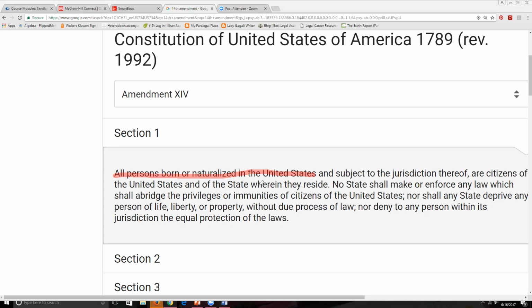All persons born or naturalized in the United States and subject to the jurisdiction thereof are citizens of the United States and of the state wherein they reside. Let me pause here and say, remember we talked about jurisdiction. We said if you're a citizen of the United States, you have to also be a citizen of exactly one state. So this is saying you're a citizen if you're born in the United States or you're naturalized here.